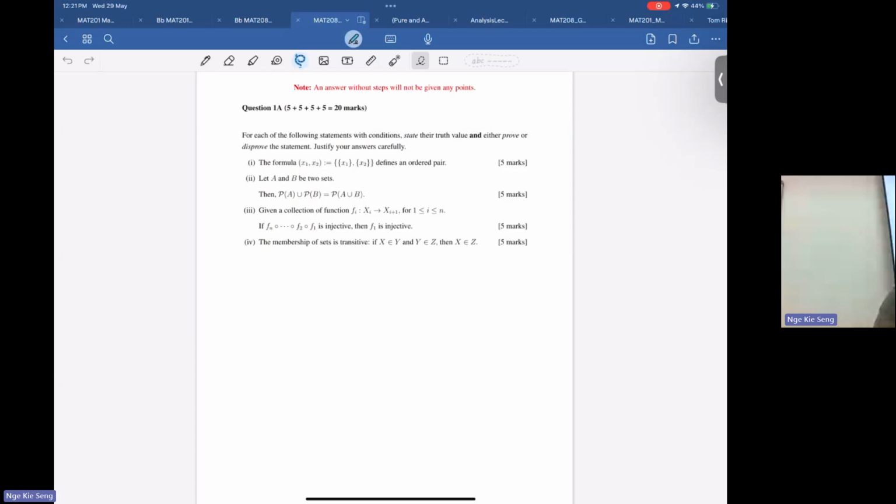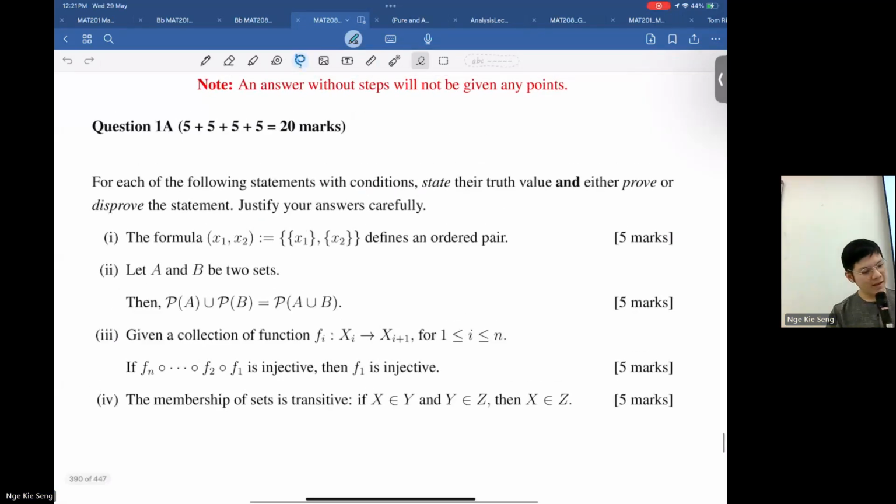So let's discuss from the first question here. First question, I ask you to do a true or false question, and then prove whether it's true or false. The question says the formula (x1, x2) defined by the set {{x1}, {x1, x2}} defines an ordered pair. So what's this question asking?